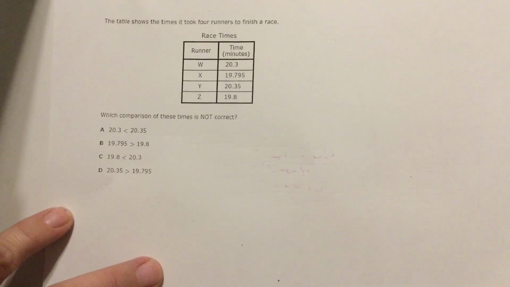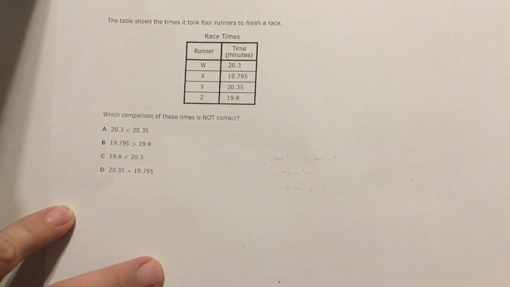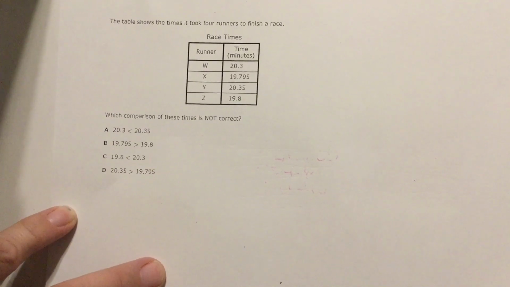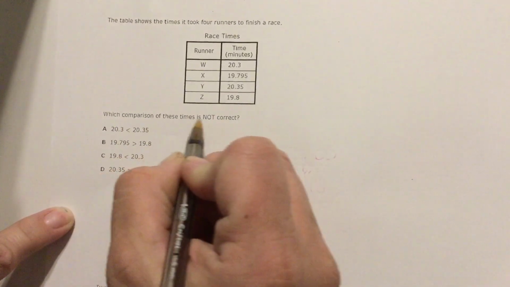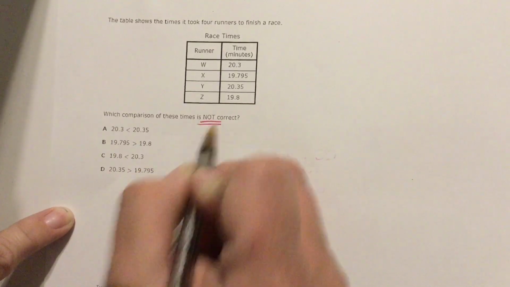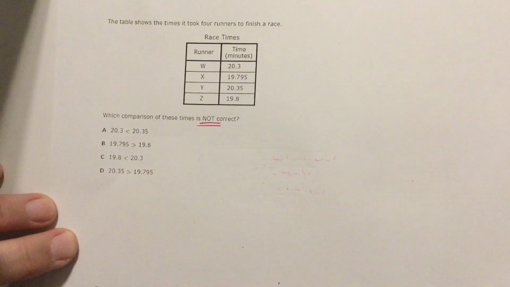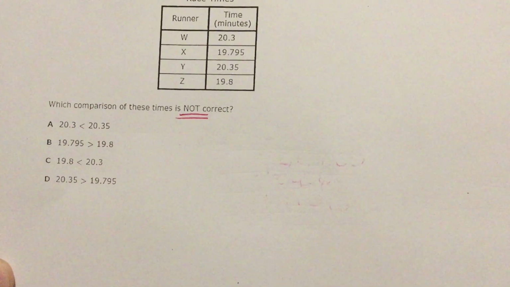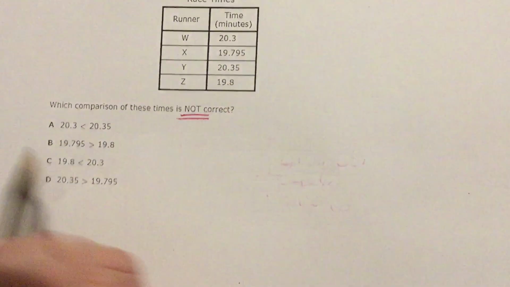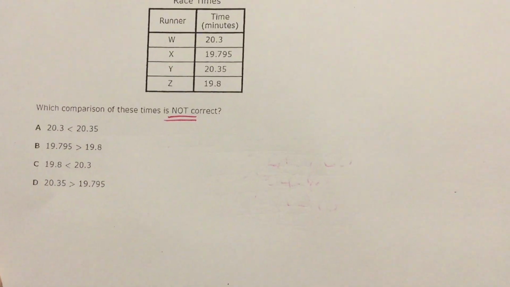All right, 2 more. The table shows the times it took 4 runners to finish a race. Which comparison of these times is not correct? Okay, so you're comparing. So A, B, C, or D, which one is going to be correct?